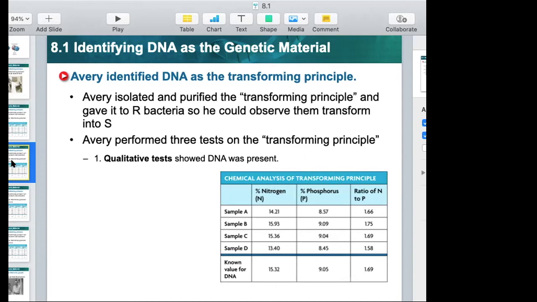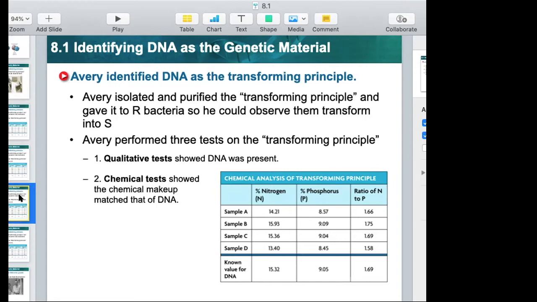And so this test just tells you if there was DNA present or not. So qualitative would just say you do or you don't have DNA. It won't tell you how much DNA is present. It just told them that there was DNA present. So that was the first test that helped to confirm that this was DNA. But you need to do more tests to know for sure what he was dealing with.